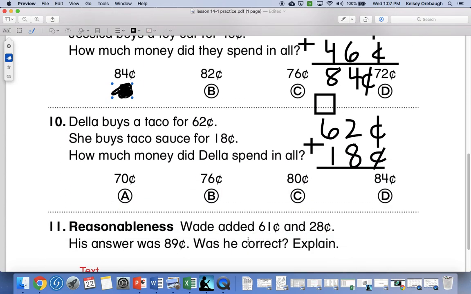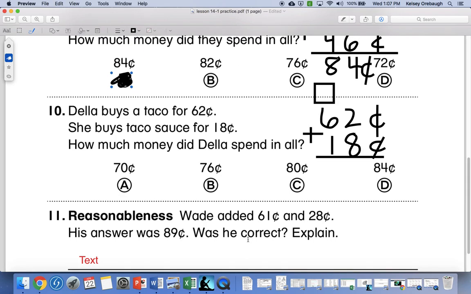All right, and number 10. Della buys a taco for 62 cents. She buys taco sauce for 18 cents. How much money did Della spend in all? So once again, we see those words in all. That gives us a clue that we are going to be adding. I want to know how much money Della spent in all on the taco and taco sauce. So I'm going to add 62 cents plus 18 cents. And I have it stacked here.